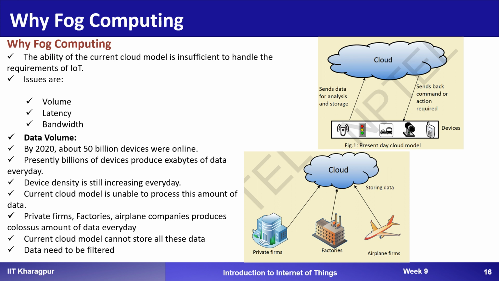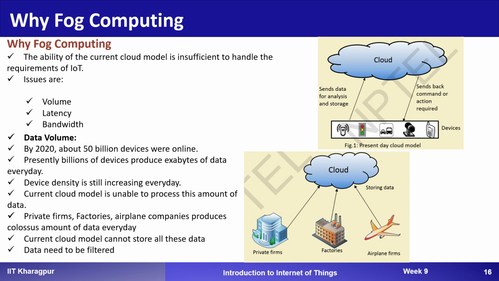So basically, the issues related to cloud computing start with volume. A large amount of data needs to be offloaded to the cloud, and then we need to download a large amount of data from the cloud. So latency is involved in fetching the data from the cloud. Then the bandwidth requirement in order to offload and download the data is large. So basically, these are the three main issues.